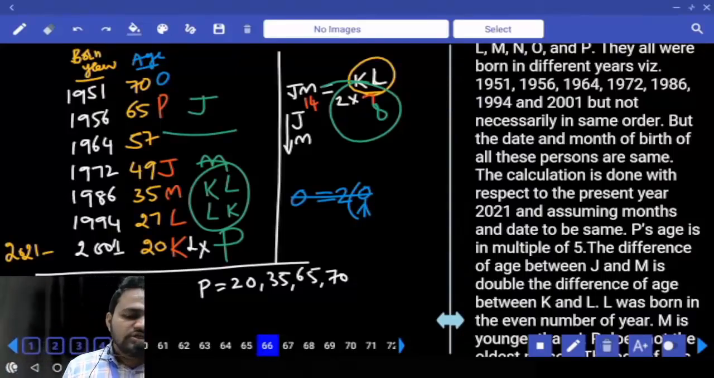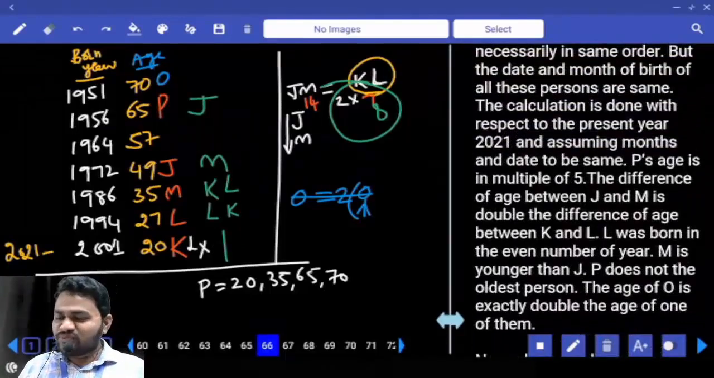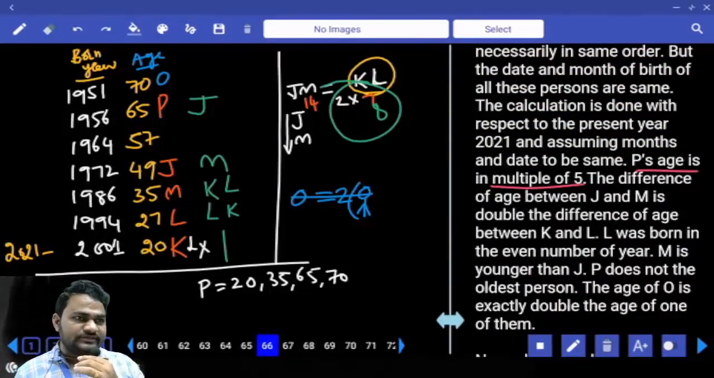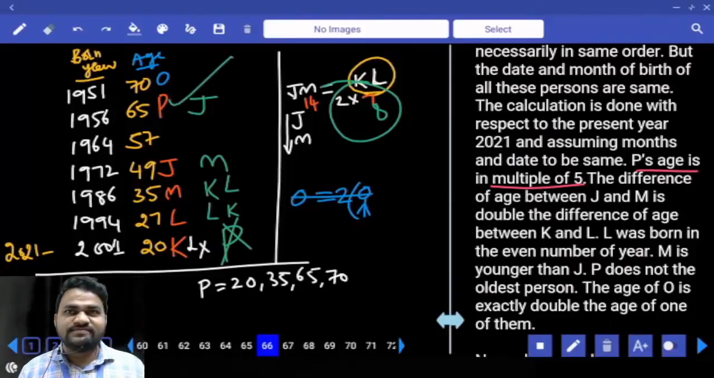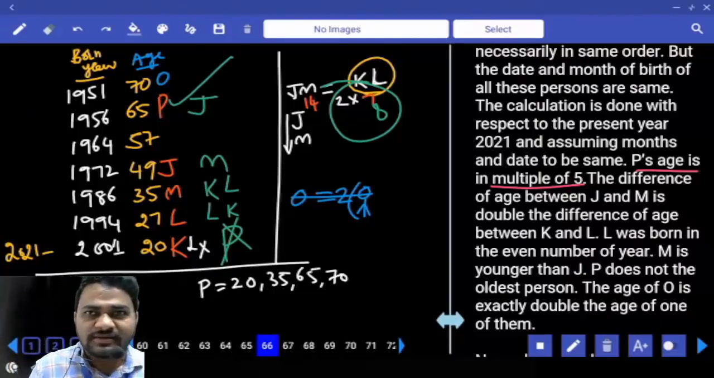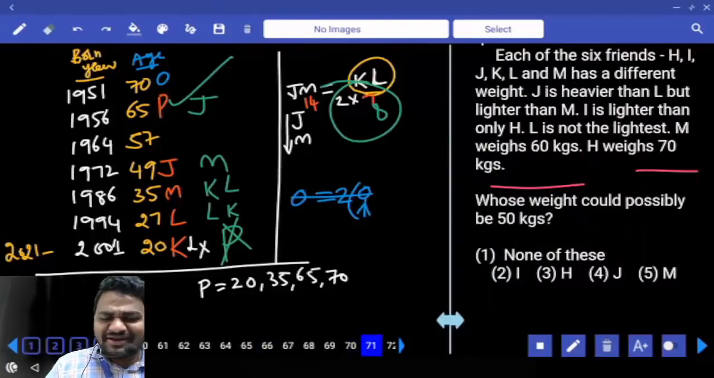No. So here there must be one condition that is proving that P's age is multiple of 5 but not youngest. But not youngest, then P will be eliminated from here. Then it will be the final solution. That must be added. Okay, right. You can't eliminate in this logic.